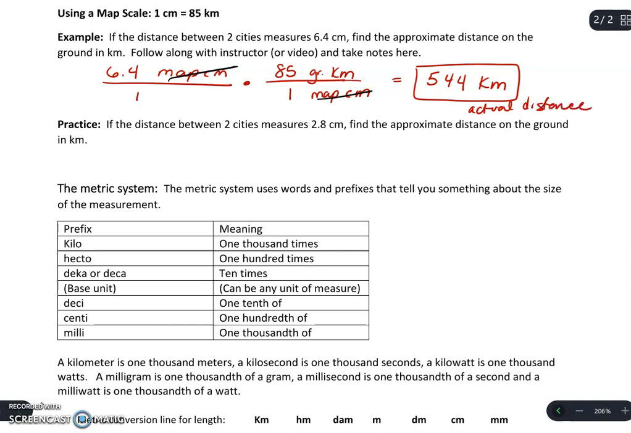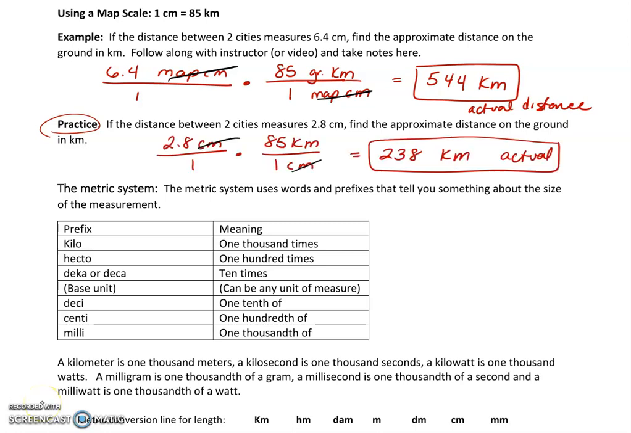Okay, so the next one, just pause the video and try that practice problem. It's set up just the same way. Then quick check your answer before you move on. Okay, so the answer is 238 kilometers for actual distance.